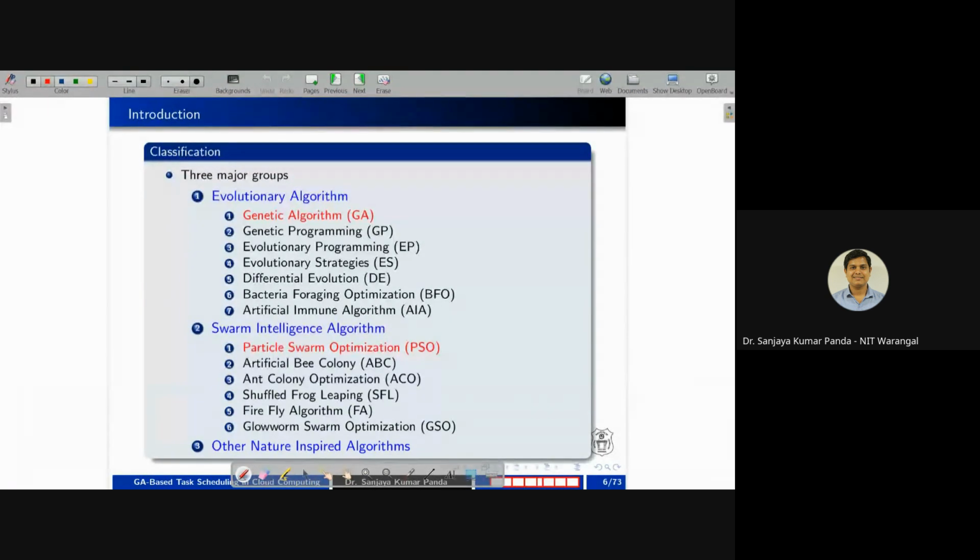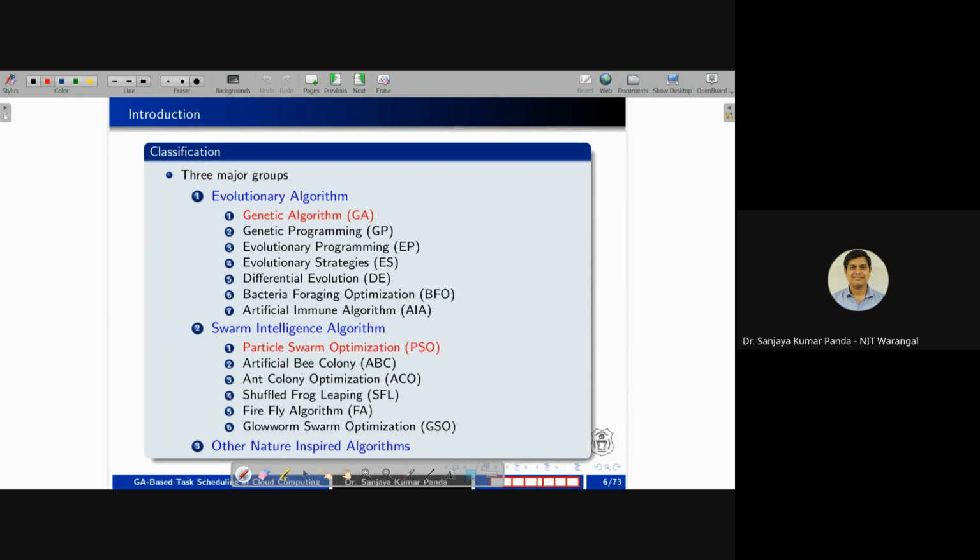So in that case, you can apply the genetic algorithm or any swarm intelligence algorithm or other nature-inspired algorithm. Under evolutionary algorithm also, so many algorithms are there. Some of the algorithms you can see here. One is genetic algorithm, which we are going to discuss in this session. Similarly, we have genetic programming, evolutionary strategies, differential evolution, bacteria foraging optimization, and artificial immune algorithm. So these are some of the examples of evolutionary algorithm.